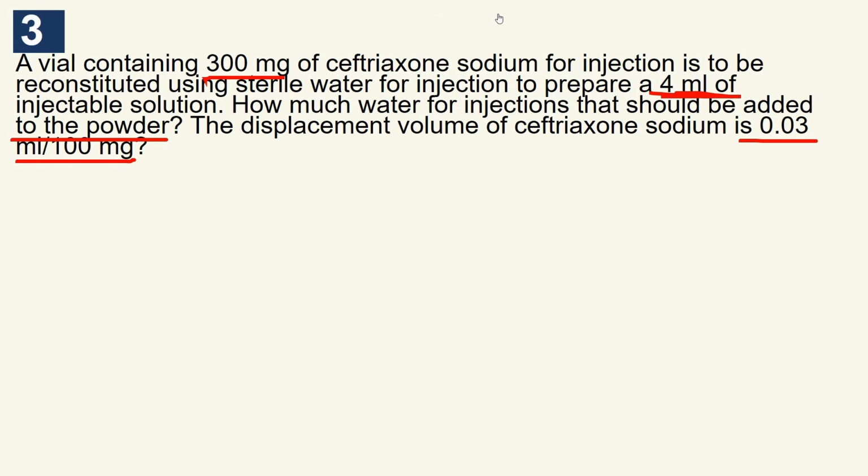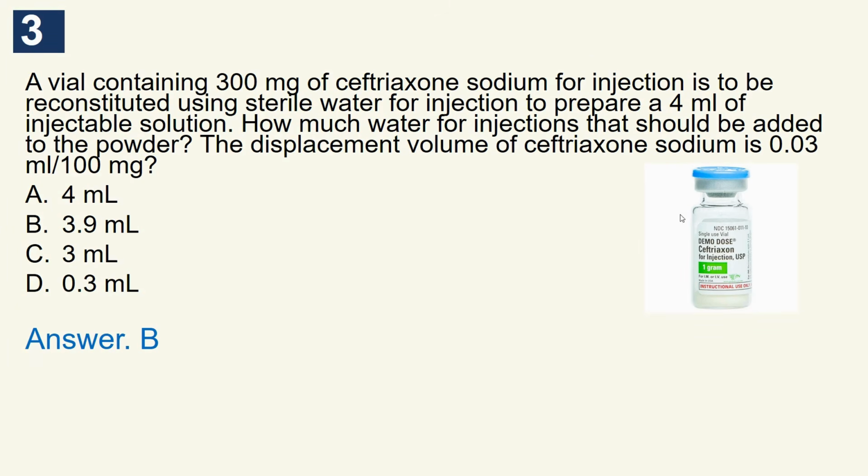When you look at the vial of these ceftriaxone antibiotics, the vials do contain powder in them. So that powder volume has to be calculated here. So let's see how we calculate that powder volume. Then based on the powder volume, you can calculate how much sterile water should be added. So here this vial contains powder in it, and the question is asking for this powder volume.